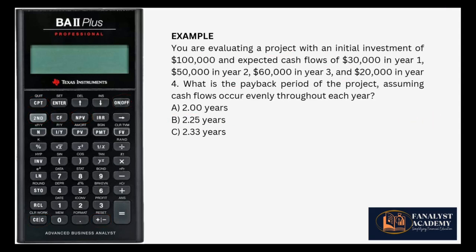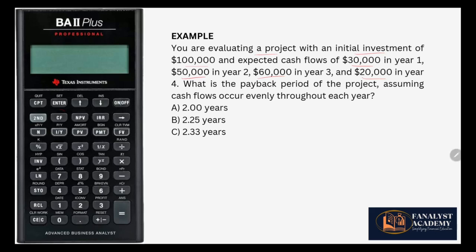All right, let us look at another example. So they said you are evaluating a project, and this project has an initial investment of $100,000. And we have expected cash flows of $30,000 in year 1, $50,000 in year 2, $60,000 in year 3, and $20,000 in year 4. So we are asked to compute the payback period for this project. So we are going to follow the steps we followed the last time.